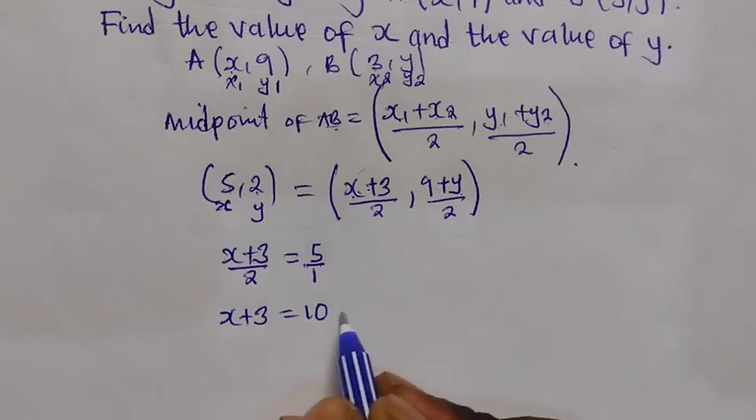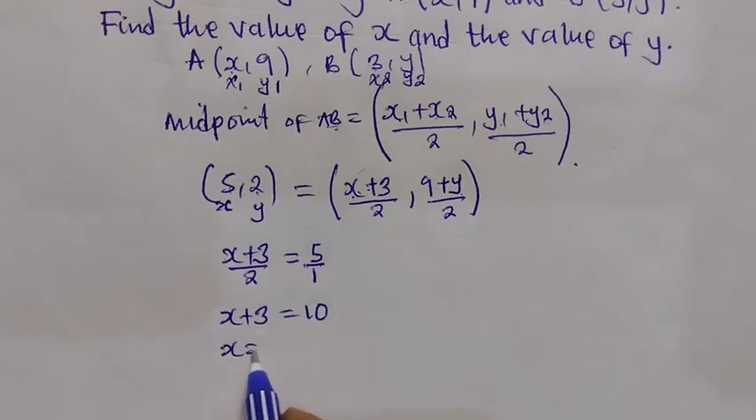Here we can collect the like terms. So 3 can go where 10 is. We are going to have x is equal to 10 minus 3. It was positive, it has become negative. So x equals 10 minus 3, which is 7. So x is equal to 7.